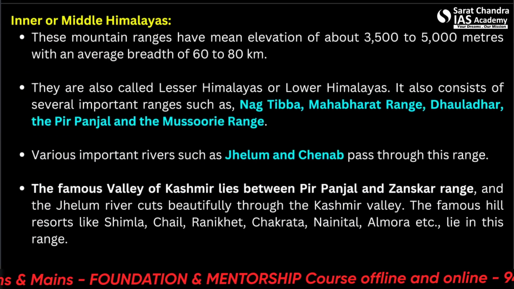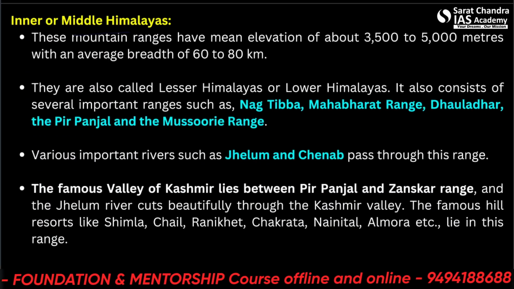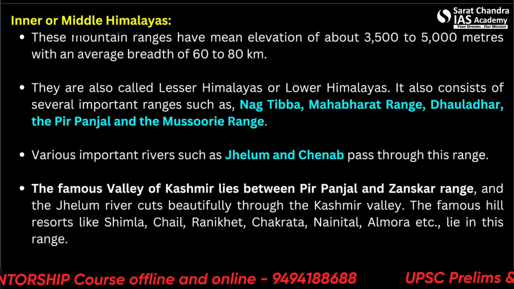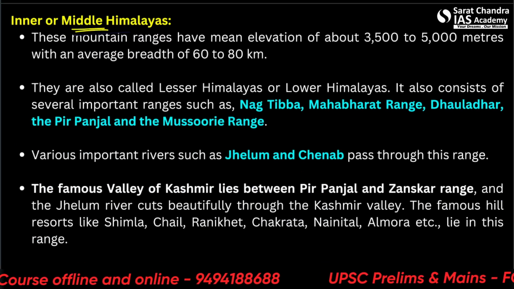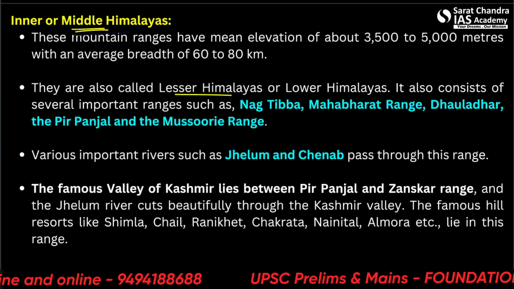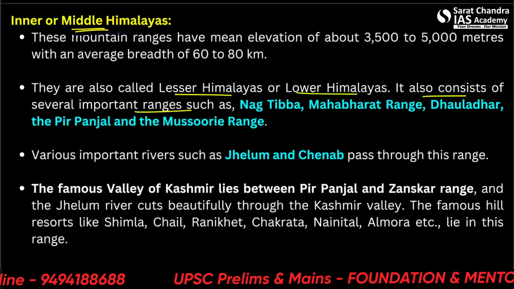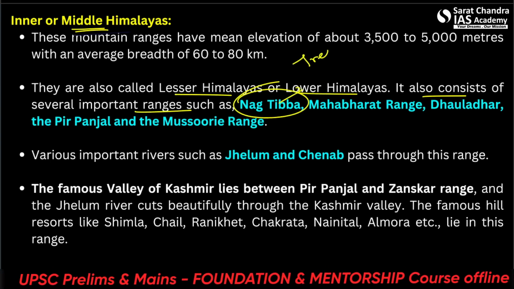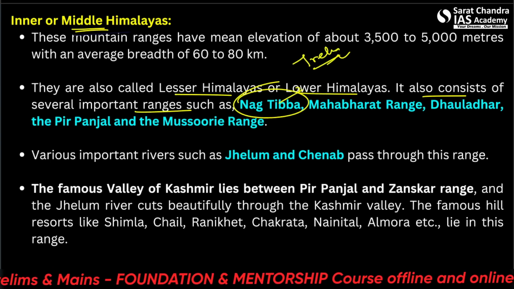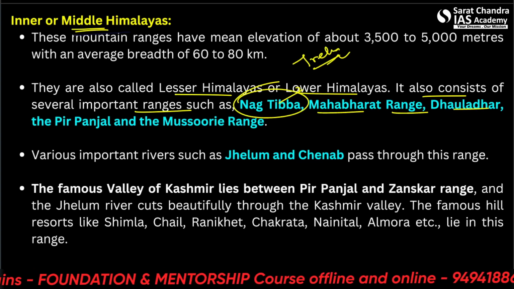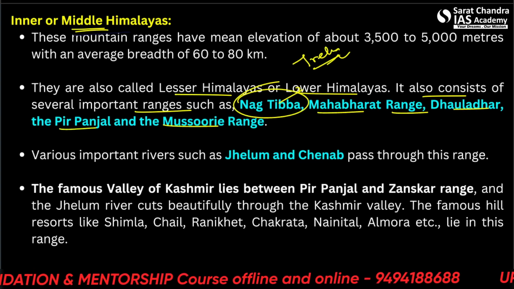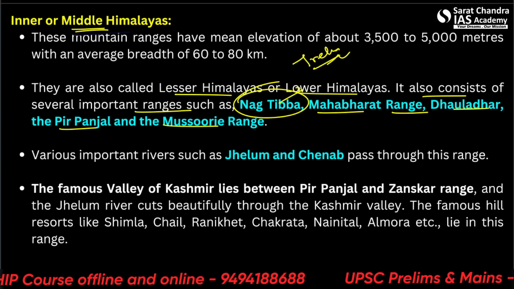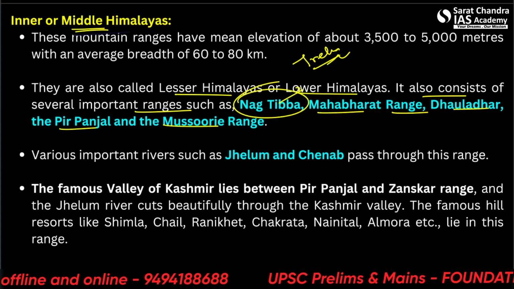Okay, so the inner or middle Himalayas, what we see is the lesser or lower Himalayas. It also consists of several important ranges such as Nag Tibba. Nag Tibba is a very good trekking zone. Alright, the Mahabharat range, Dhauladhar and Pir Panjal and Mussoorie range. So we have already seen all these.